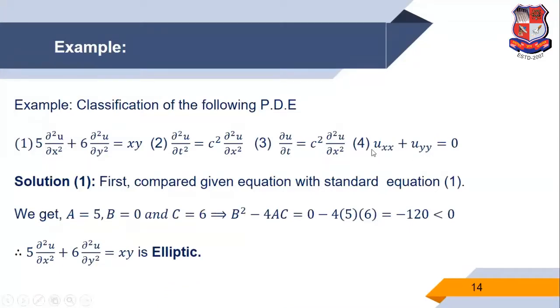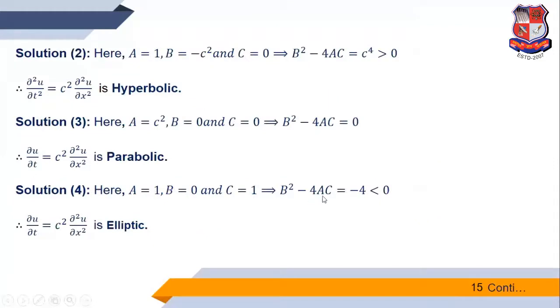And last, uxx plus uyy is equal to 0. So obviously A is equal to 1, the middle term B equal to 0 and C equal to 1. So B square minus 4AC, B is equal to 0, A is 1, C is 1, so minus 4, which is less than 0. So again we can say this equation is elliptic.